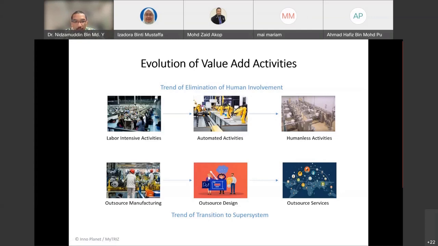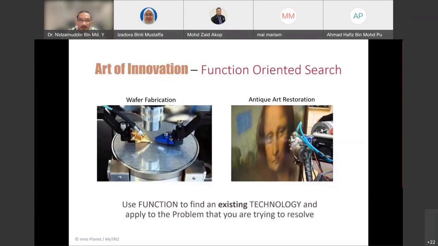Although it seems very obvious, there are methods that can actually tell you how to move from labor-intensive activities to automated. How do you move from automated to humanless activities? These are all described in TRIZ. Okay, so, the art of innovation. This is the scientific effects method. The method that is being used is the function-oriented search.